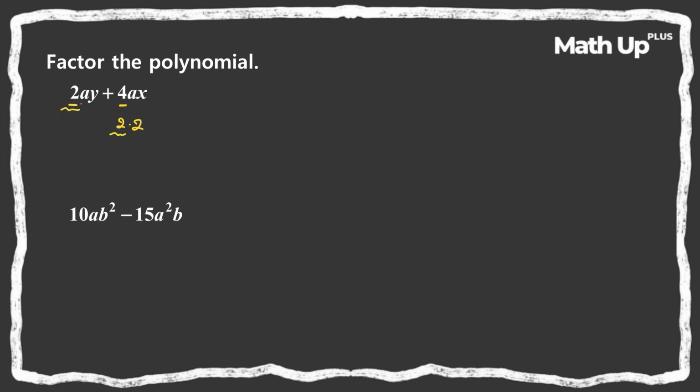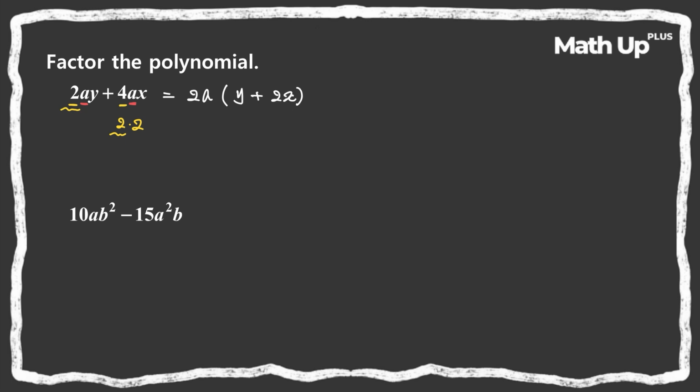And we have a here, a here. So a is a common factor. So this binomial is equal to, common factor is 2 and a. So multiply 2a by the leftover. We have y plus one more 2 and x.